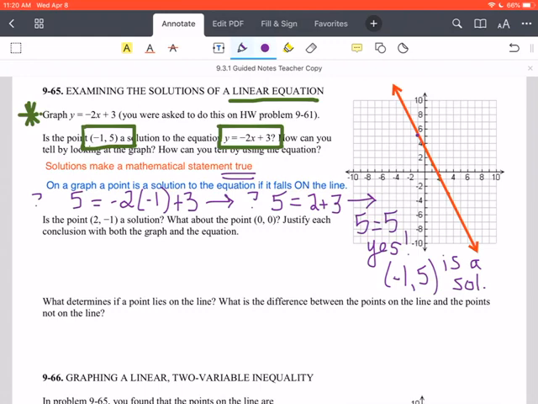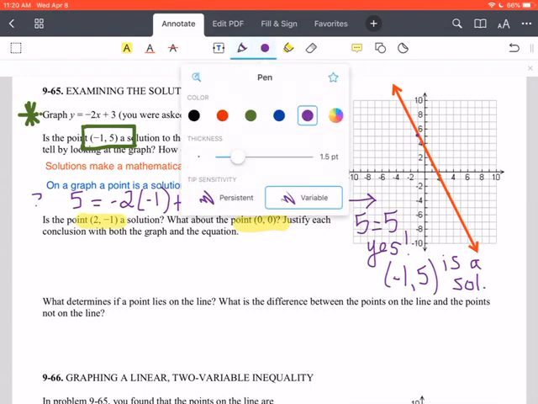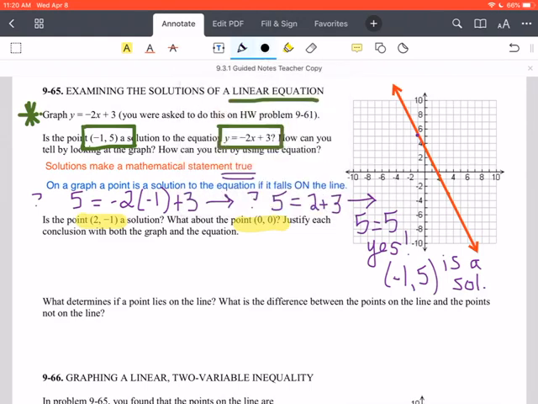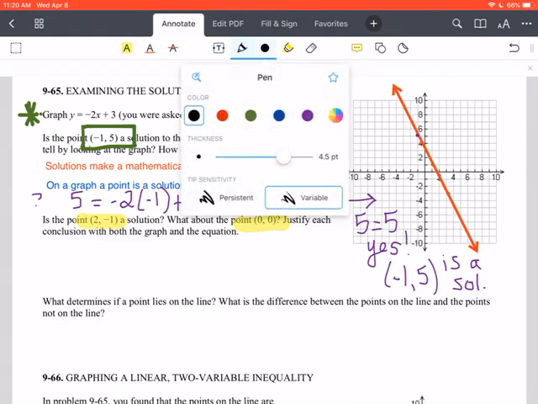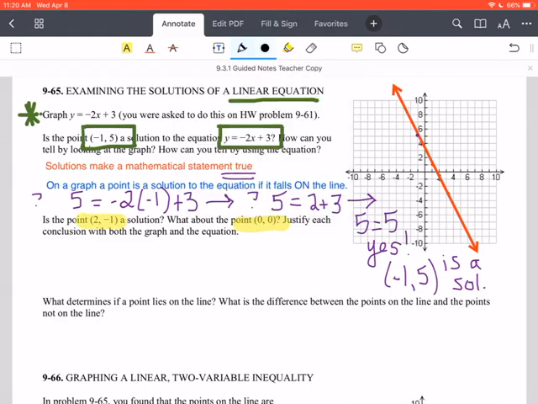Okay, so why don't you try it? Why don't you pause me and determine if 2, -1 is a solution to the equation, and what about the point 0, 0? Okay, and then go ahead and start me again and we'll check your answers. Okay, so for 2, -1, if I go ahead and get my point tool, let's look at where that falls on the graph. So I'm going to go to the right 2, and I'm going to go down 1.